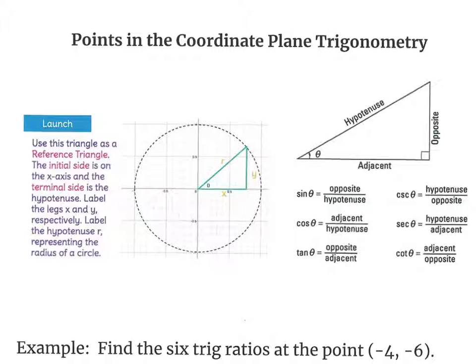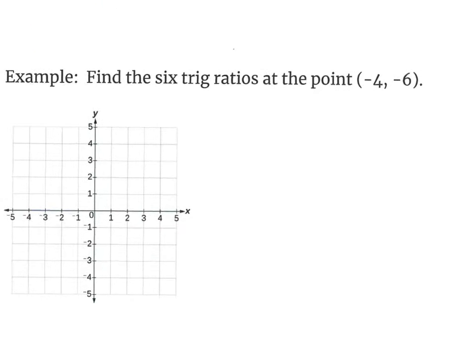Remember from a couple of weeks ago, your trigonometric ratios. Here's your angle, and here are sine, cosine, tangent, and their reciprocal identities, cosecant, secant, cotangent. We're going to use those with a point in the coordinate plane to form a right triangle with our reference angle being from the origin. So here's an example down below on how we do that.